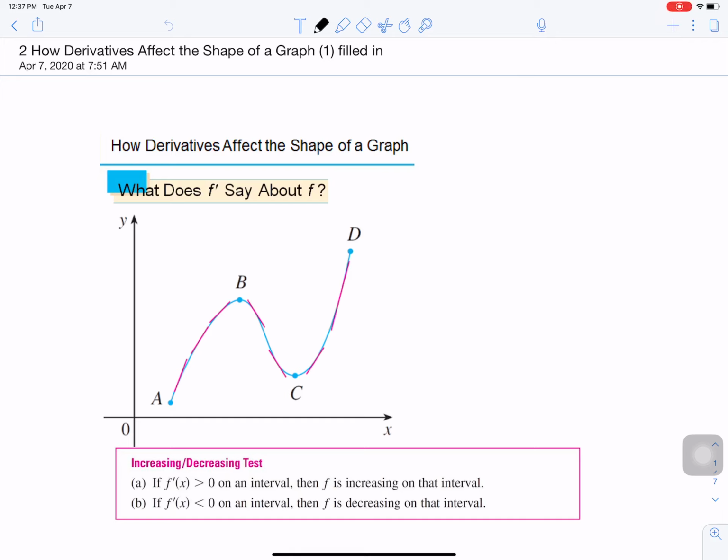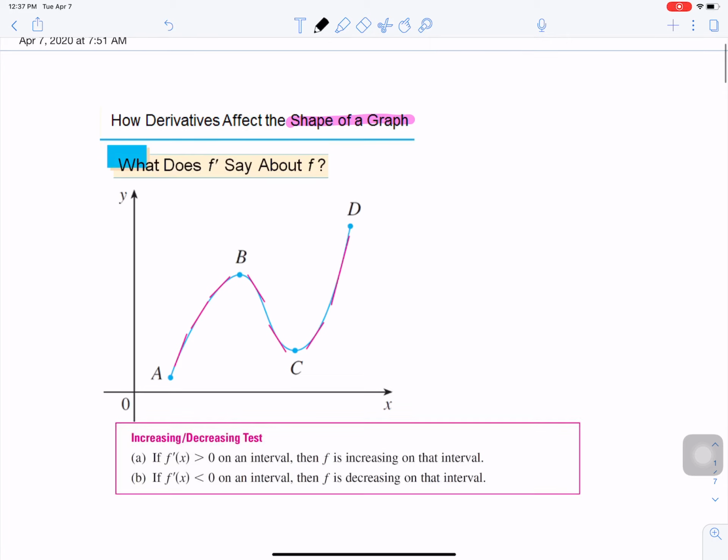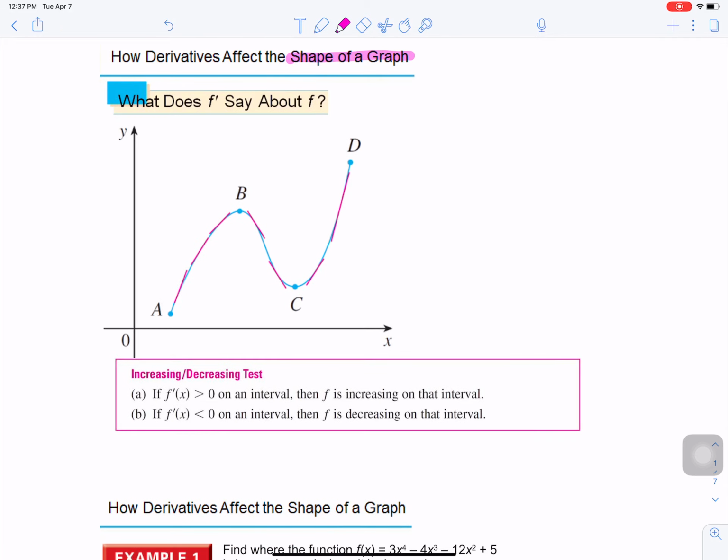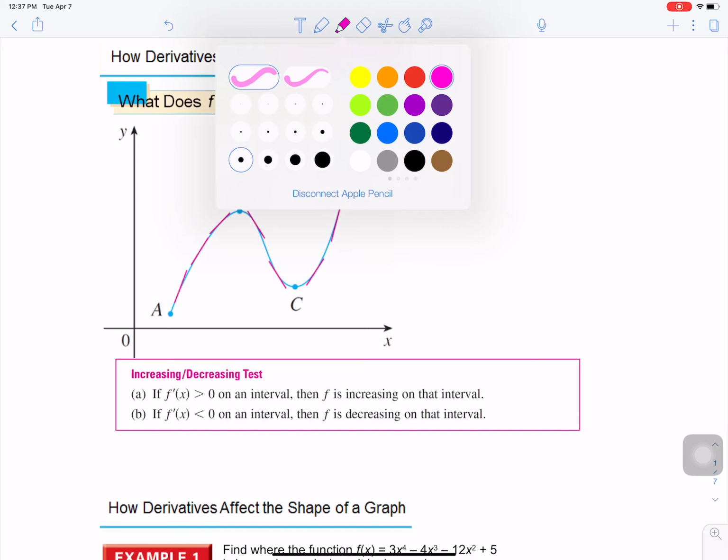So this lesson is on how derivatives affect the shape of a graph. When we talk about a derivative being positive, we know that the slope of the tangent line is positive, so the function is increasing. Or if the slope of the tangent line is negative, we know that the function might be decreasing. So let's go through some theorems first.